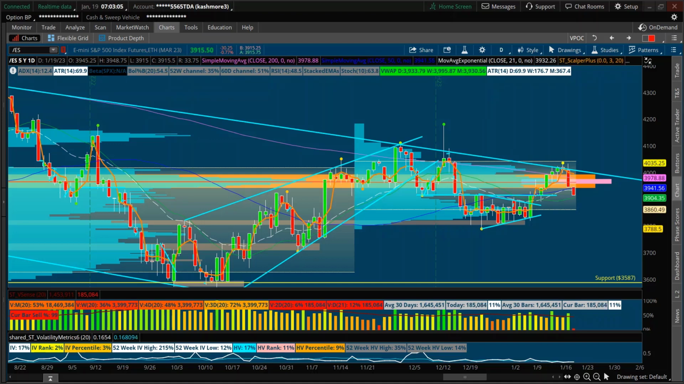Hi, good morning, everybody. It is January 19th, and here's my plan of attack. If you're unaware what this is, it's basically my plan to day trade 0 days to expiration SPX options or ES futures, things of that nature. So let's go ahead and get started.